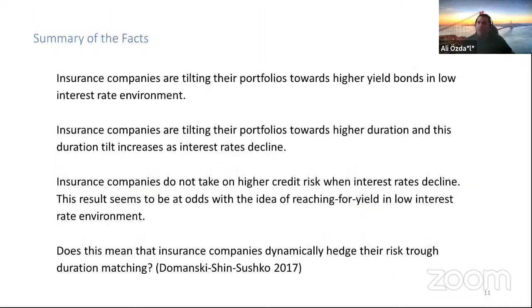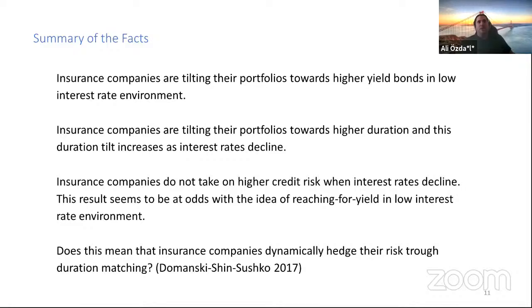So this is the summary of these results, and especially the fact that they do not take on higher credit risk when interest rates decline seems to be at odds with the idea of reaching for yield, right? Because if you are an insurance company who wants to reach for yield, and given that you have a menu of options regarding how you can reach for yield by taking on different risks, you could take on some duration risk on your plate, but you would definitely take on some credit risk on your plate too.